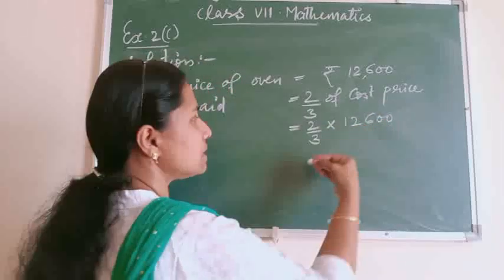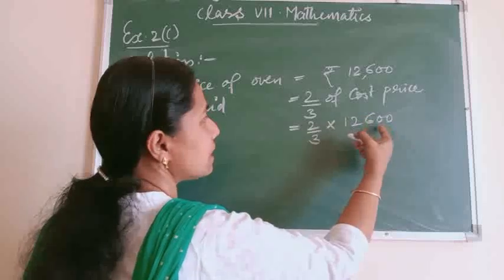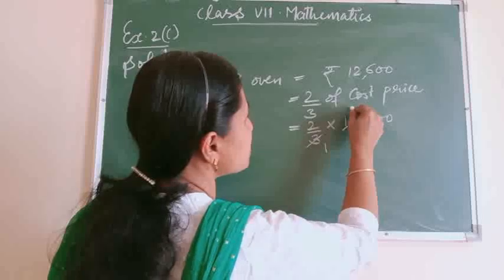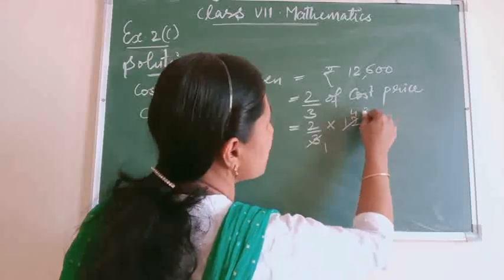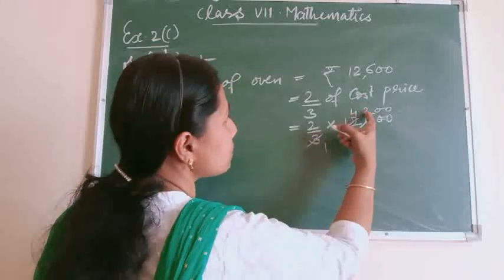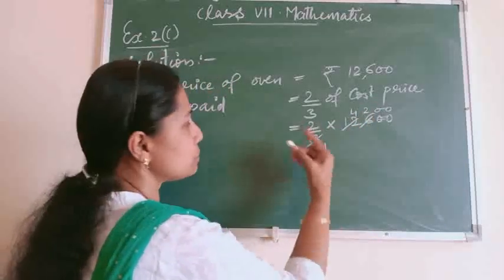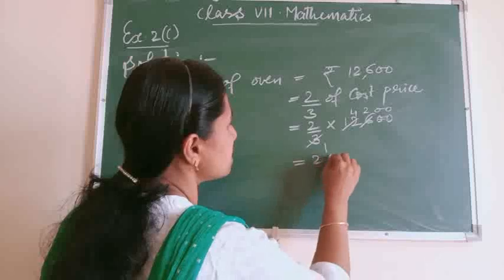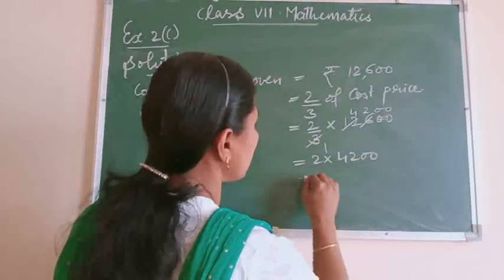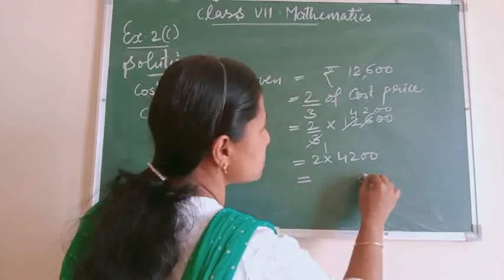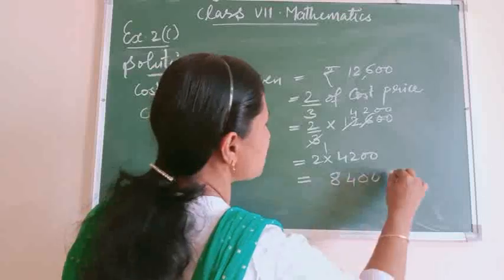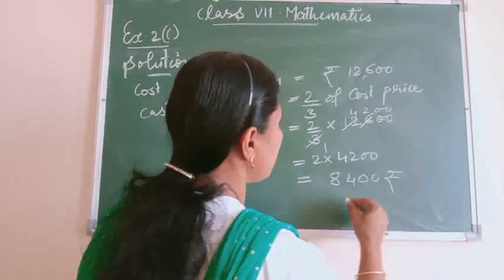Now we are solving this. This 12,600 you can divide by 3. 3 divided by 3 is 1. Here 3 4s are 12, and 3 2s are 6, and these 2 zeros, 4,200. And this 4,200 multiplied by 2. 2 zeros are 0 0, 2 2s are 4 and 2 4s are 8. 8,400 rupees he paid as cash.